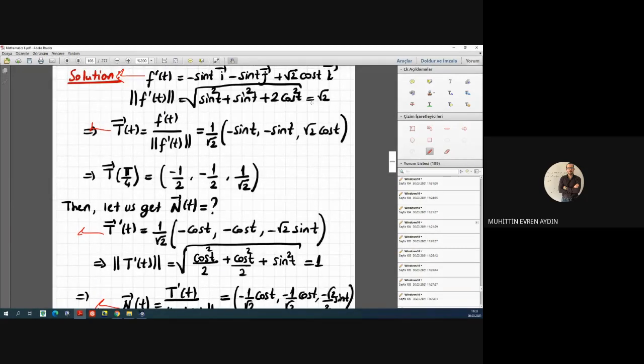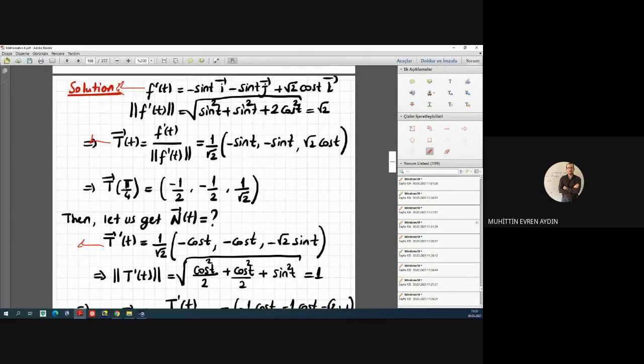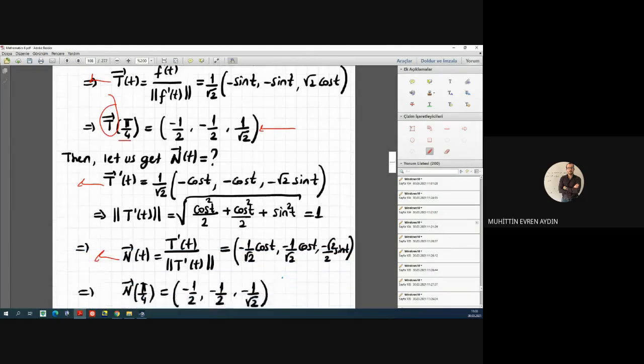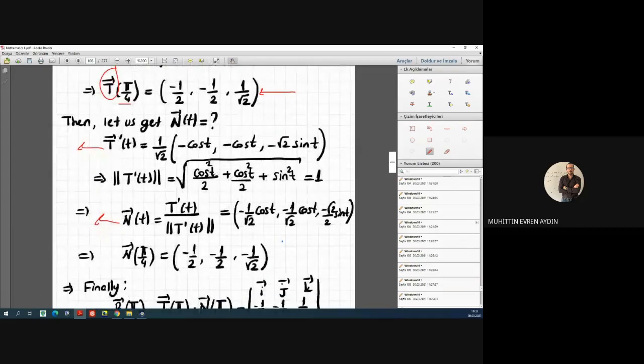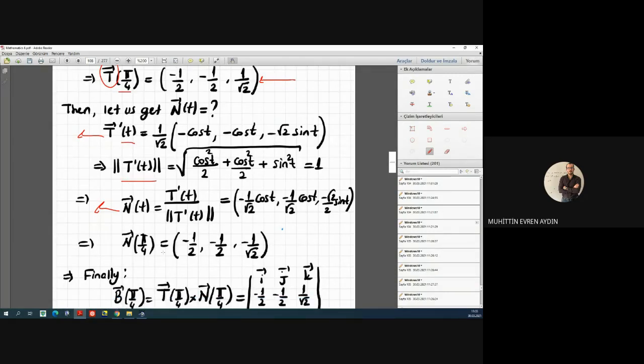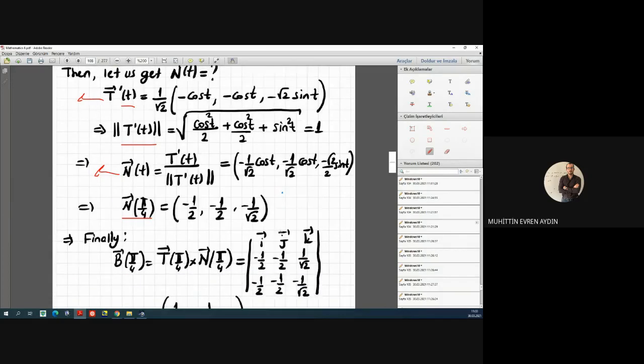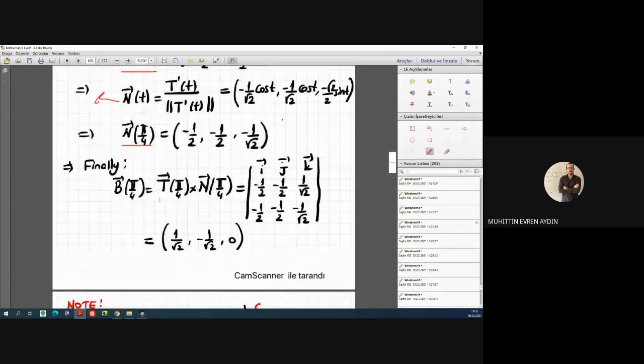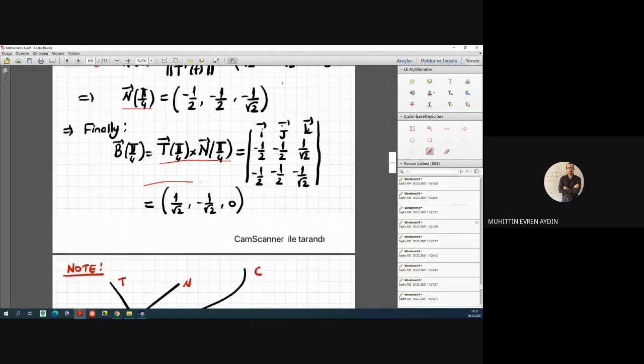Okay. And the value of the tangent vector at the point pi over 2 is this. Yes. And the second derivative and its norm, and the value of the unit normal at pi over 2 is this. And then finally we have the cross product of T and N, obtaining this vector.